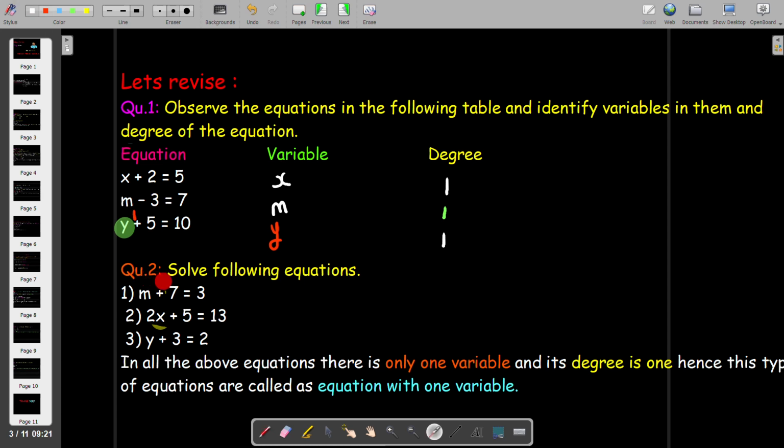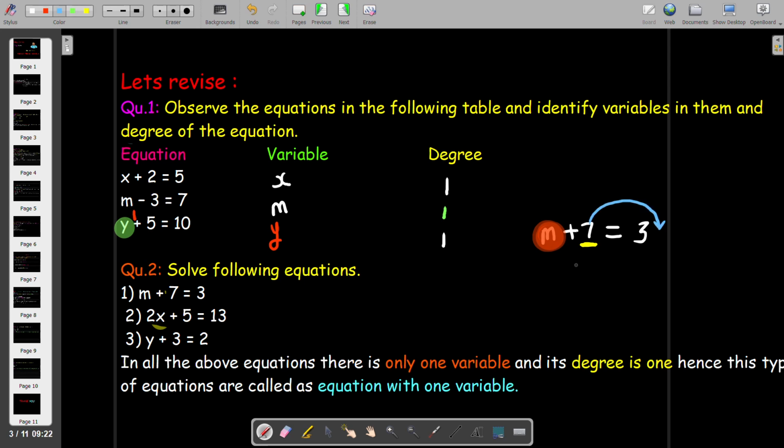Now, question number 2. Solve the following equation. To solve the equation means we have to find out the value of the variable. Therefore, we write the first equation here: m + 7 = 3. Can you tell me in this equation which is the variable? In this equation, m is the variable. To find the value of the variable m, we don't require this 7. Therefore, we have to transfer this 7 to RHS.